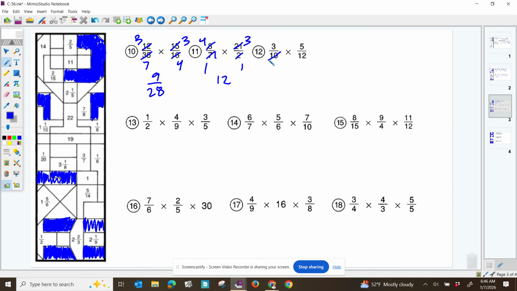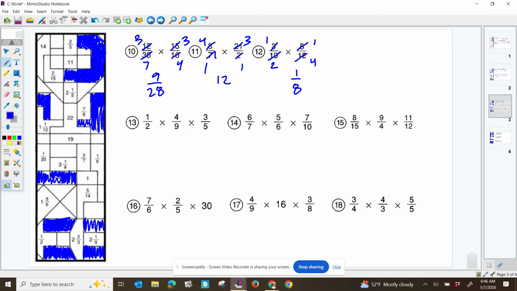10 and 5 work well together. I go 2 and 1 if I do 5/5. 3 and 12 work well together, 1 and 4. So I get 1/8 as the answer. Where's 1/8? It's right here.